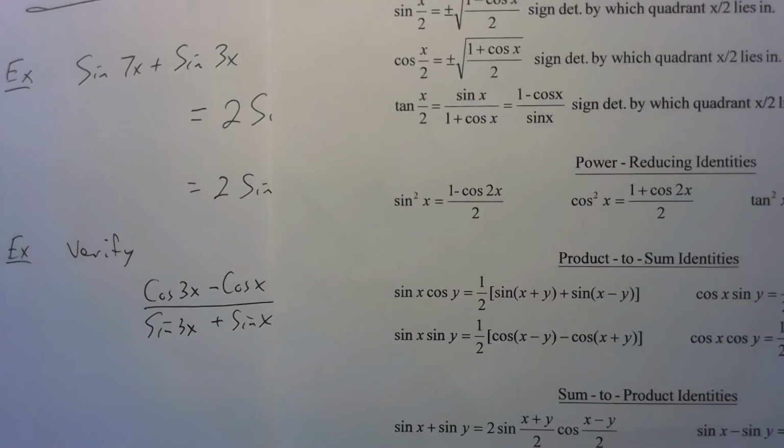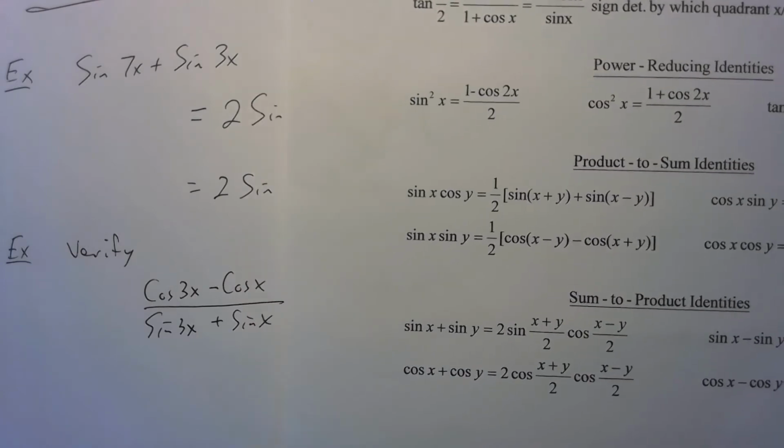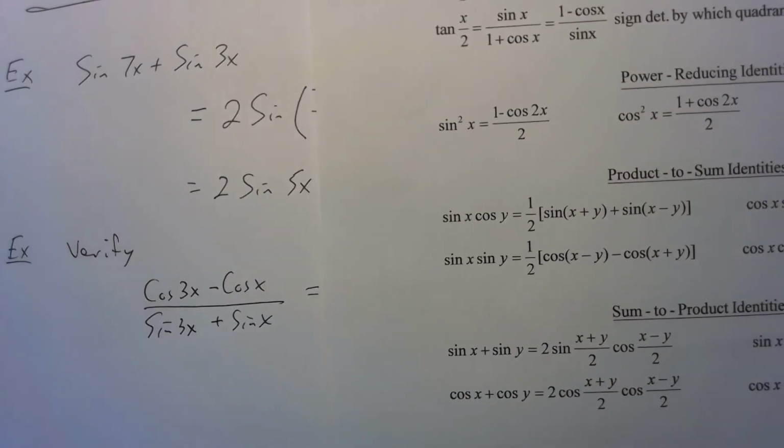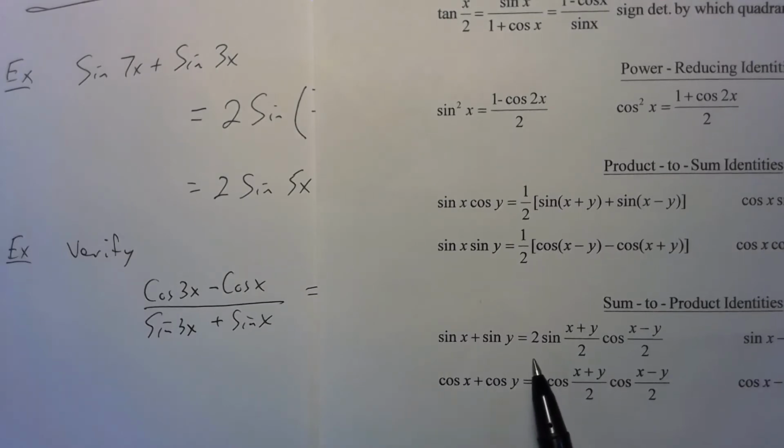And sure enough, if I look at the sum to product identities, there is an identity for the cosine of x minus the cosine of y. There's also an identity for sine of x plus sine of y.